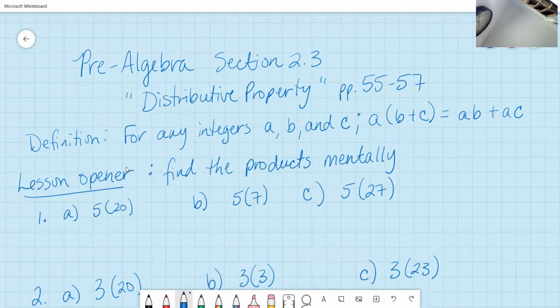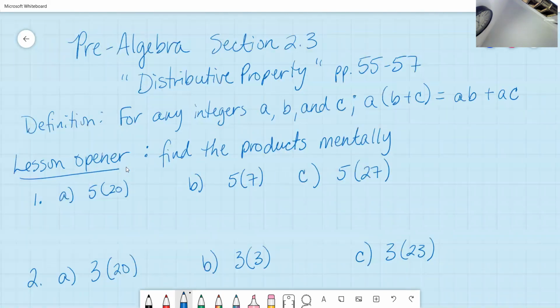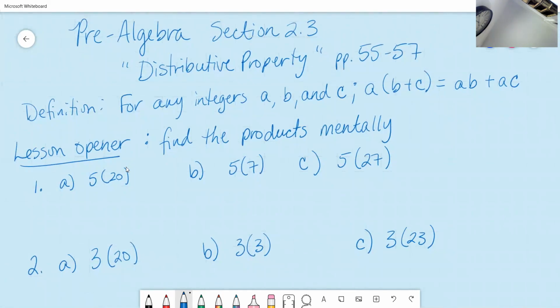Okay, so pre-algebra, section 2.3. Now, what they give you at the very beginning of this is they give you the definition of the distributive property, which means that for any integers a, b, and c, a times (b plus c) gives you the same answer as a times b plus a times c.